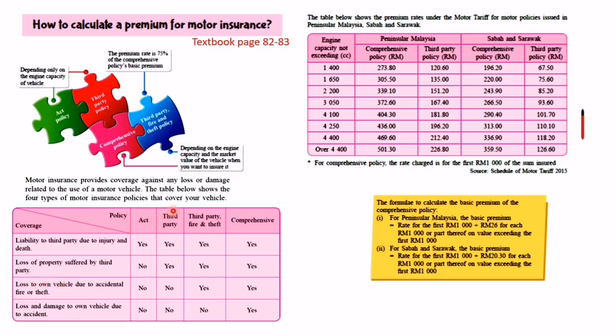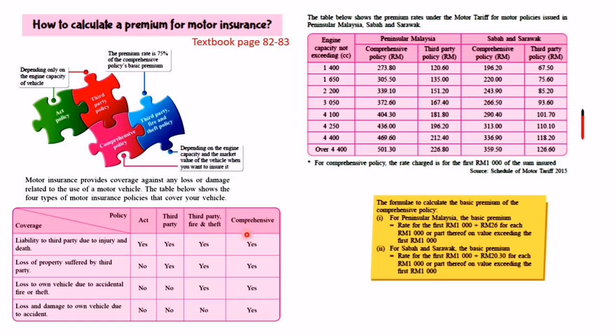So these two insurances are quite cheap, compared to third-party fire and theft insurance and comprehensive insurance. Third-party fire and theft insurance covers liability to third party due to injury and death, loss of property suffered by third party, loss to own vehicle due to accidental fire and theft, but does not include loss and damage to own vehicle due to accident.